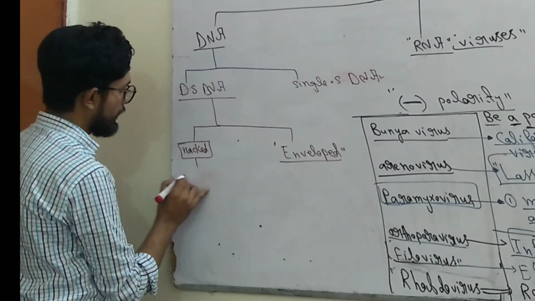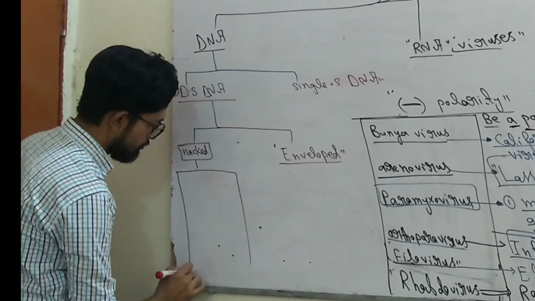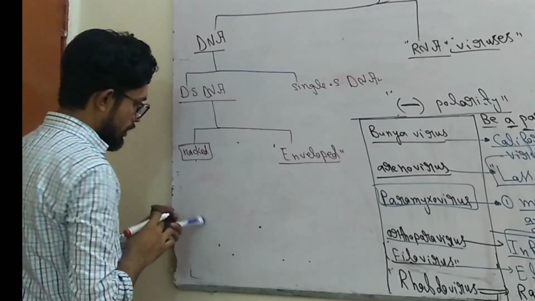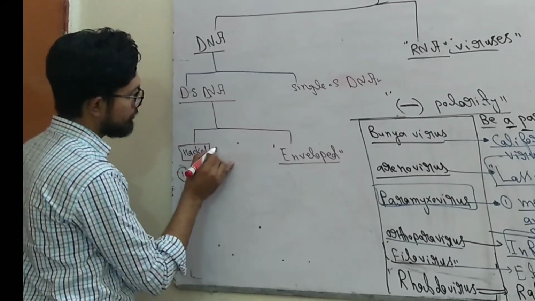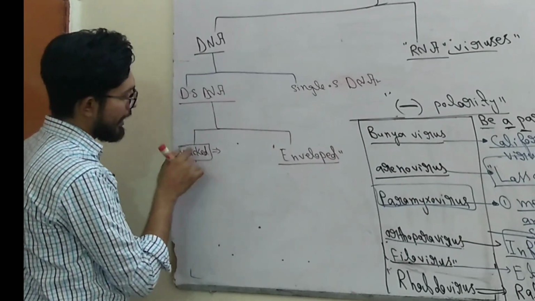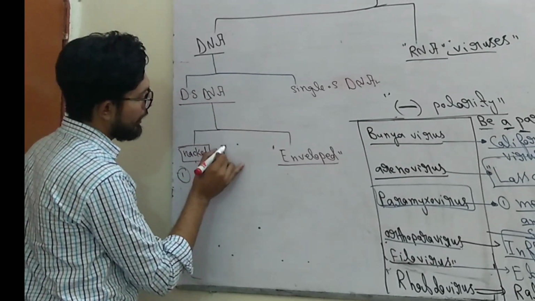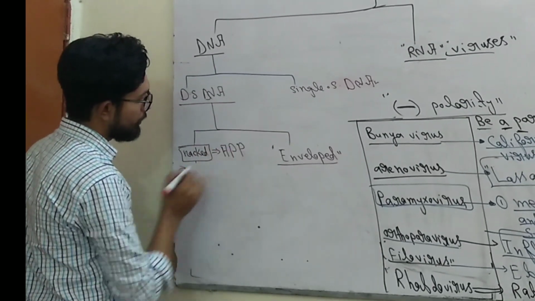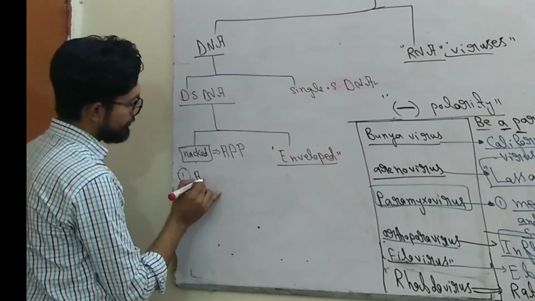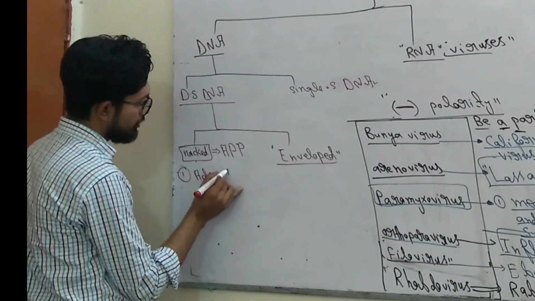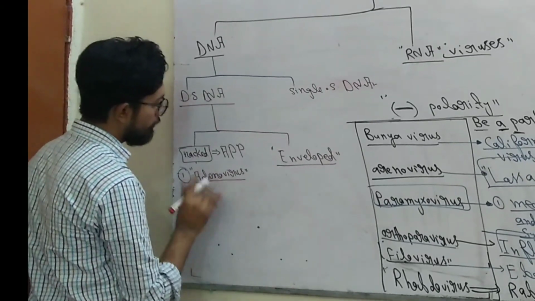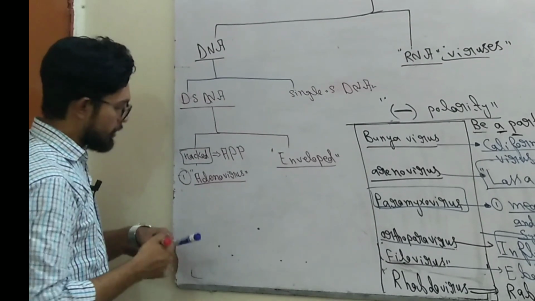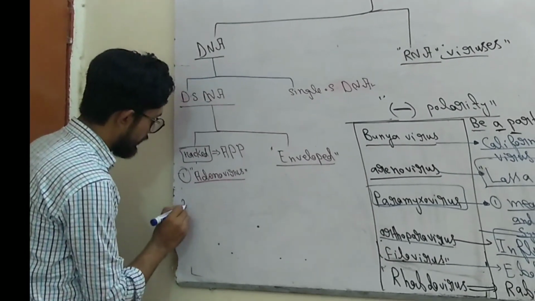So the naked category contains three organisms. The first organism is, okay, the mnemonic for the naked double-stranded DNA virus is APP. A means adenovirus. Adenovirus is the family, and the viruses found in this family are also known as adenovirus, so it is not important to write it here.